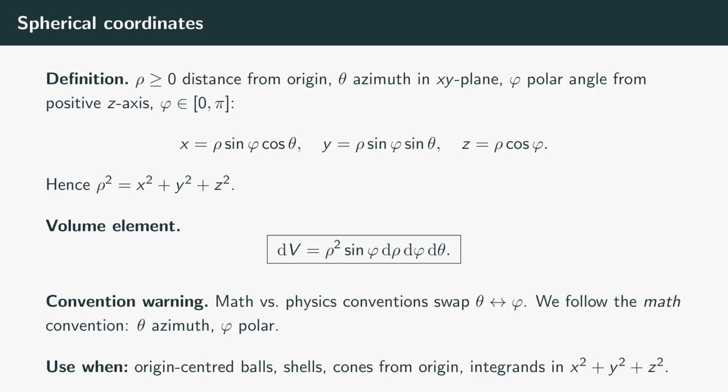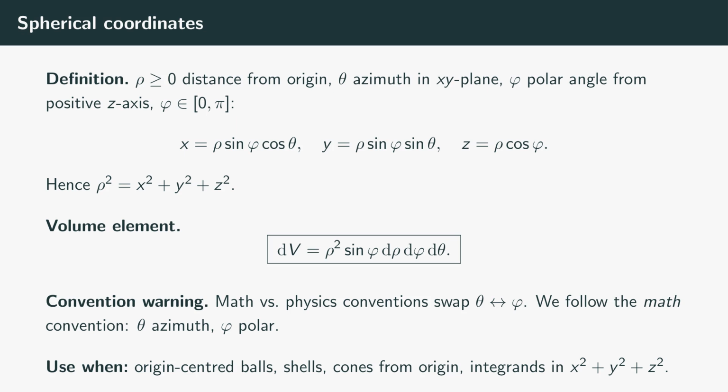The second new coordinate system, and the more dramatic one: spherical coordinates. Three numbers locate a point. Rho, the straight line distance from the origin; theta, the same azimuthal angle as in cylindrical, sweeping around the z-axis; and phi, the polar angle measured down from the positive z-axis, ranging from 0 at the north pole to pi at the south pole.